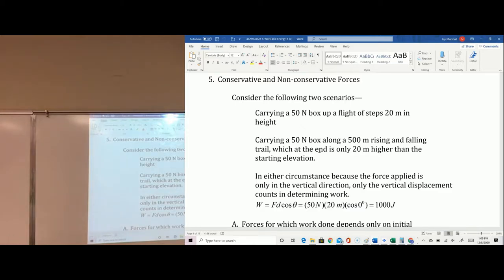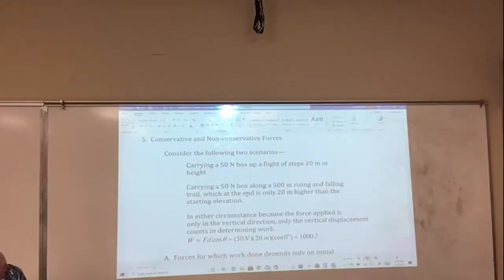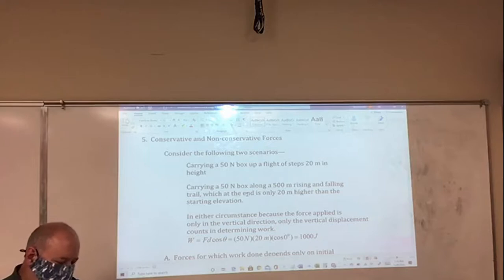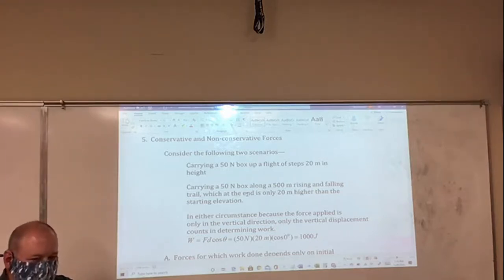Sorry about that. Okay, so consider the following two scenarios. Carrying a box of 50 newtons up a flight of 20 meters in height, and carrying a box of 50 newtons along a 500-meter rising and falling trail, which at the end is only 20 meters higher than the starting elevation. So what we're thinking about here is, what is the direction of the force on the box?